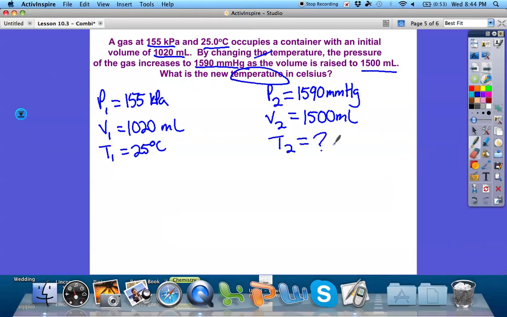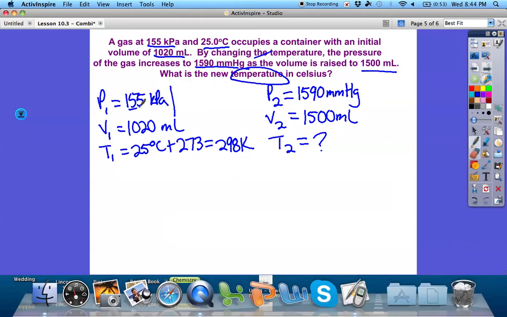Okay, so we need to first convert our temperature to Kelvin by adding 273. So this is going to be 298 Kelvin. Both of our volumes are in milliliters, so we can leave it that way. You can convert it to liters if you would like, but since these are the same units, you can leave it that way. Our pressure units are not the same, and so we need to convert these to be the same unit.